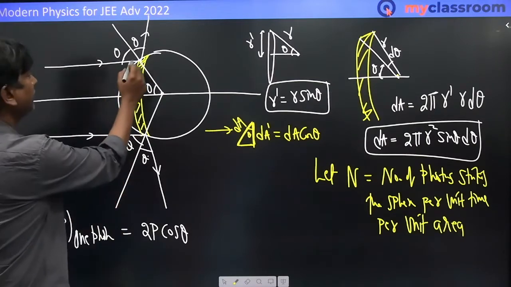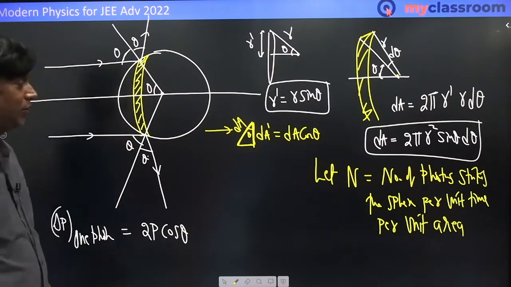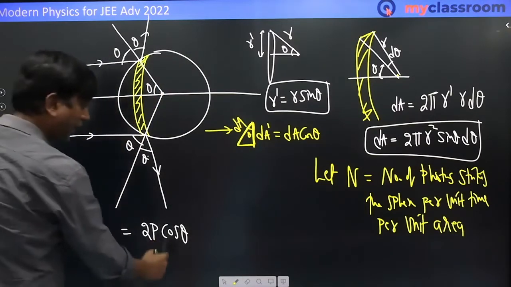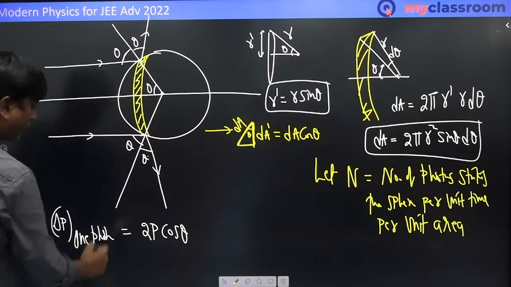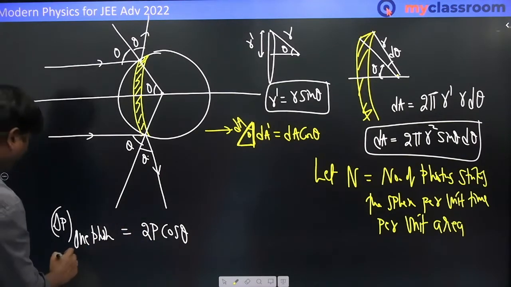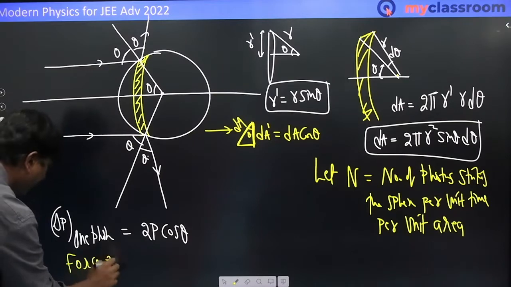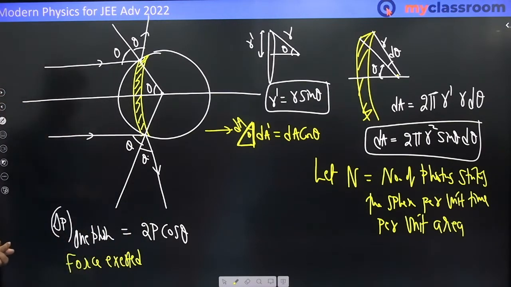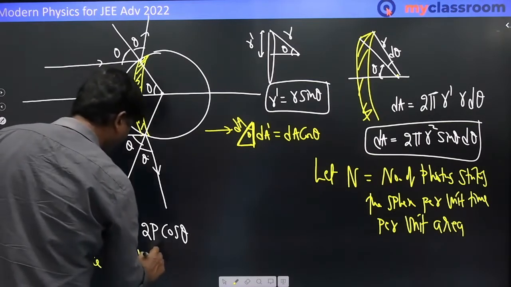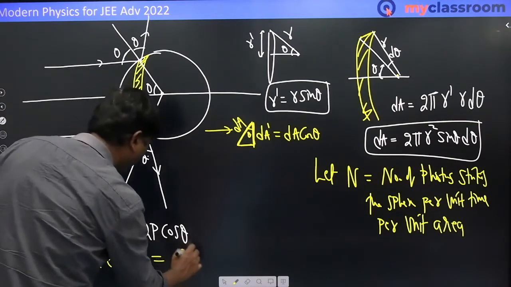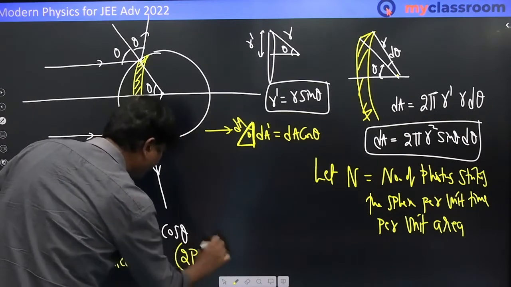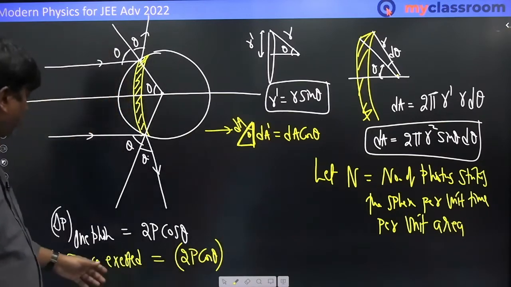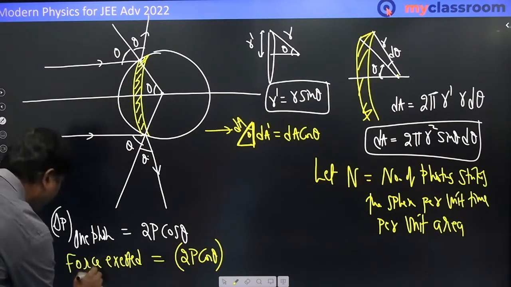Because some photons are hitting here, some photons are hitting here, some photons are hitting here. So better you take the effective area only, right? So getting back here, the change in momentum of one photon is 2p cos theta. Now force exerted: we are talking about the force exerted. So force exerted will be equal to the change in momentum of one photon into the total number of photons. We are talking about the force exerted only on the strip.